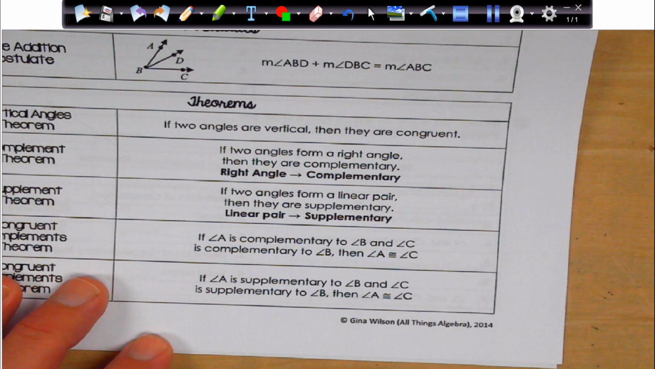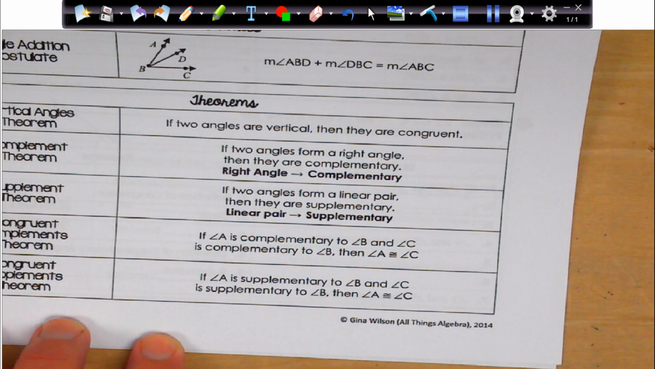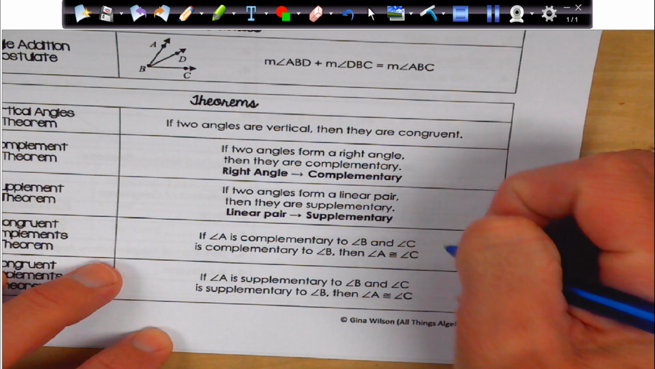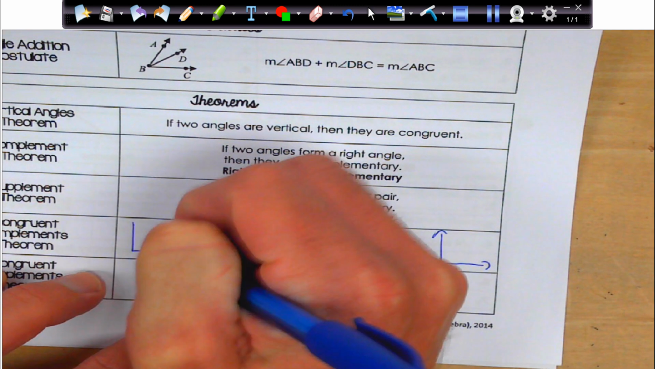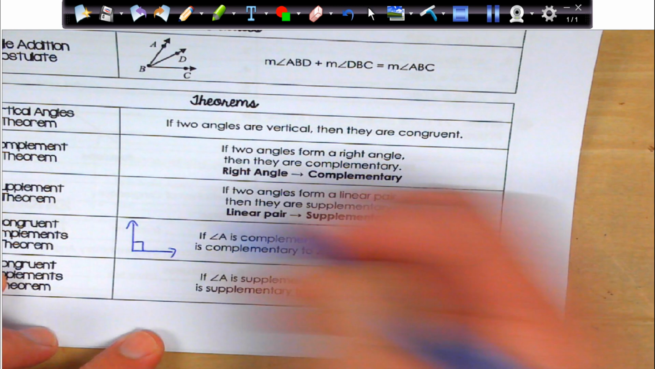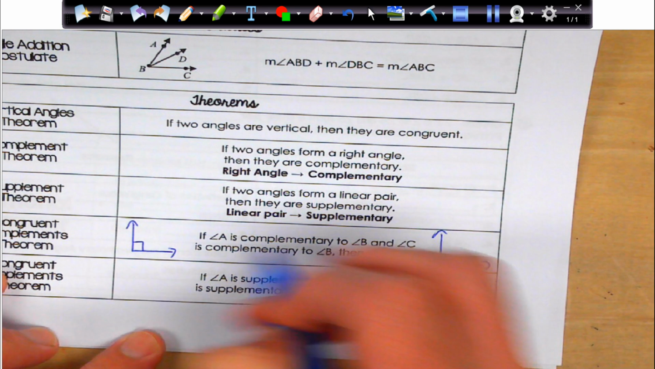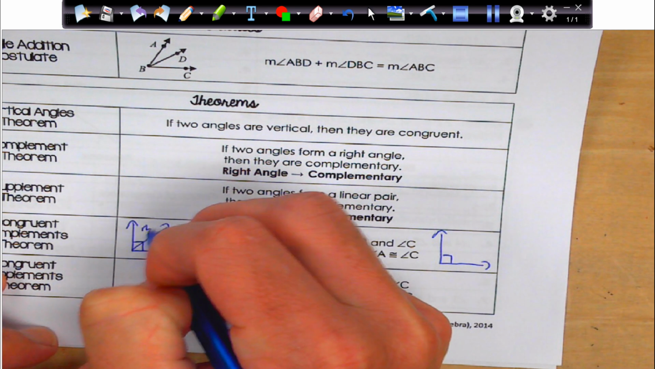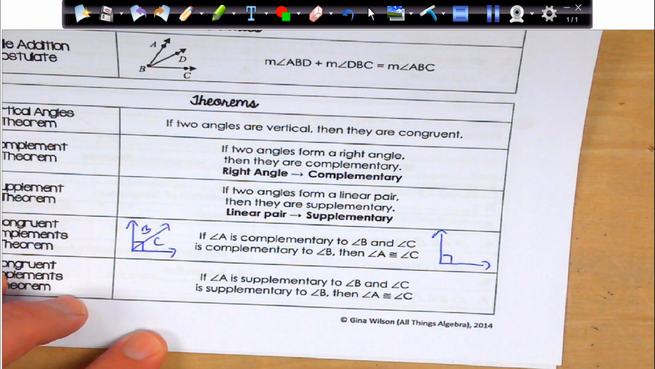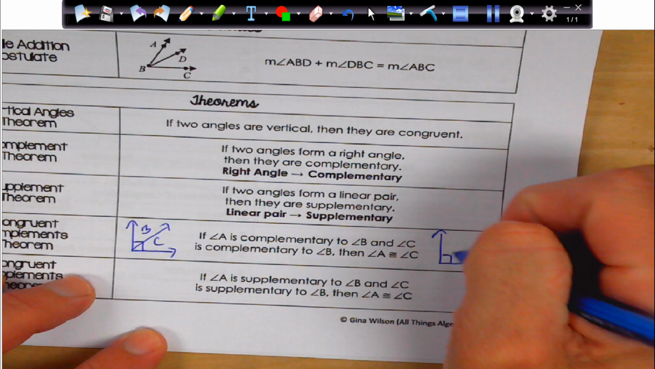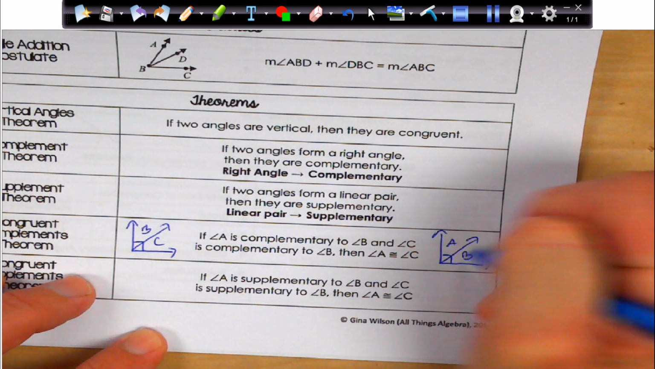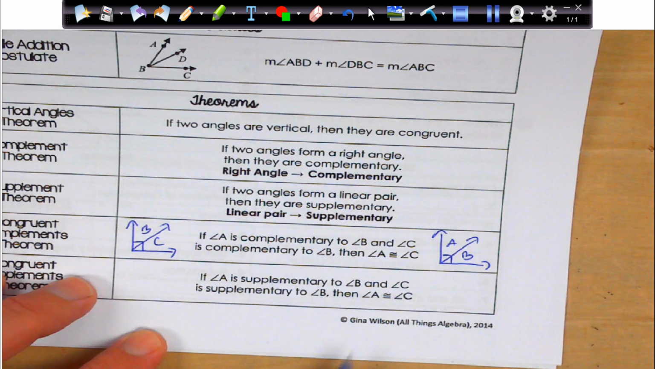I'm just going to quickly draw a little picture of what that would look like. It's going to work the same for the next one as well. So let's just say we had B and C here. Those add to 90. A is complementary to B, and C is complementary to B, then A and C are congruent.